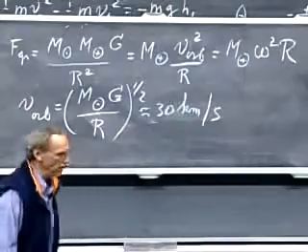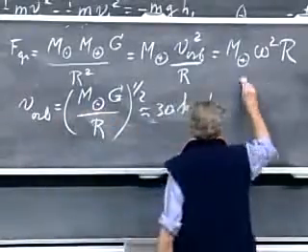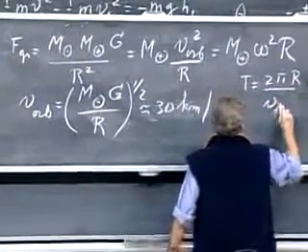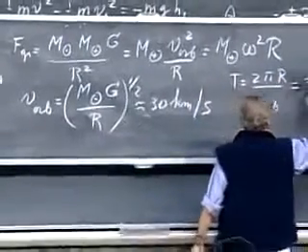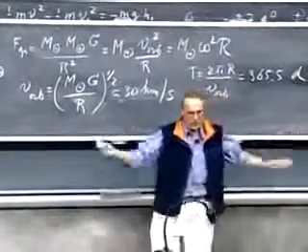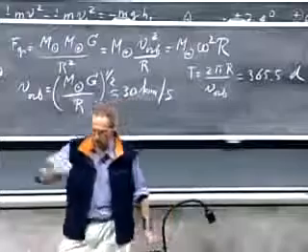So you know what the period is to go around the Sun? That is 2 pi r divided by the orbital speed. And that is about 365.5 days. That's one year. That's how long it takes us to go around the Sun.